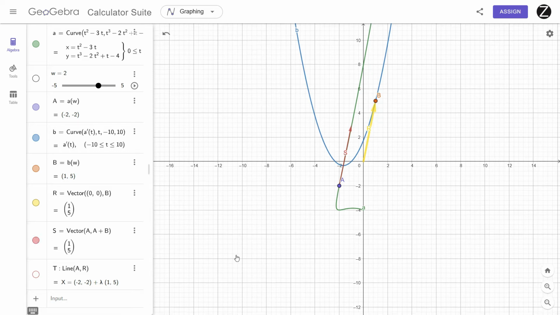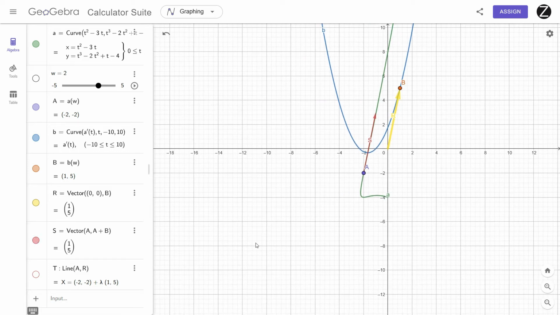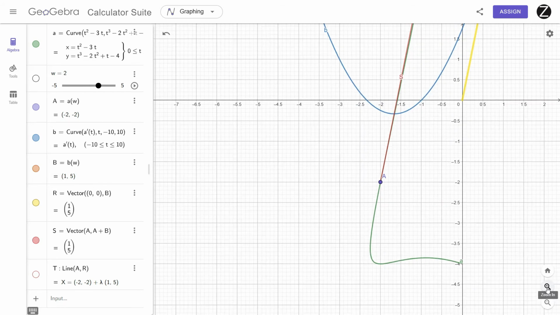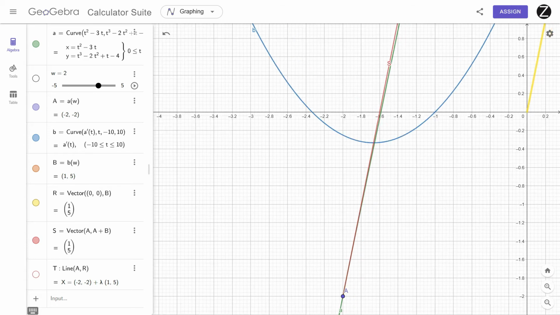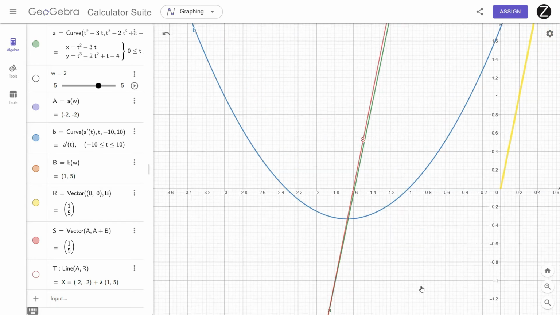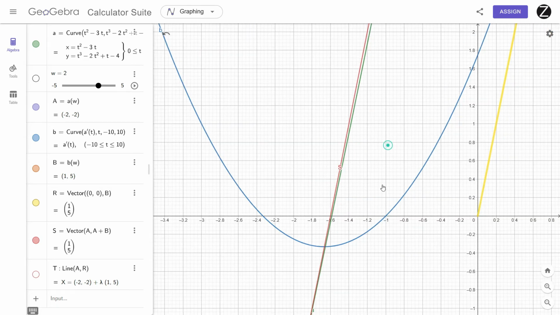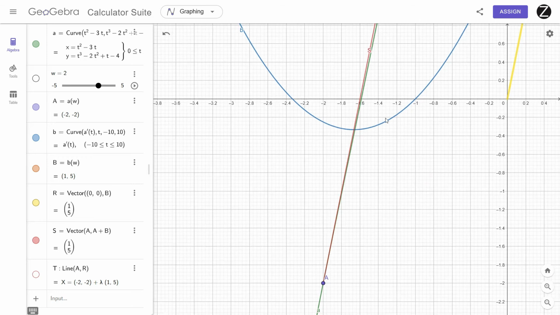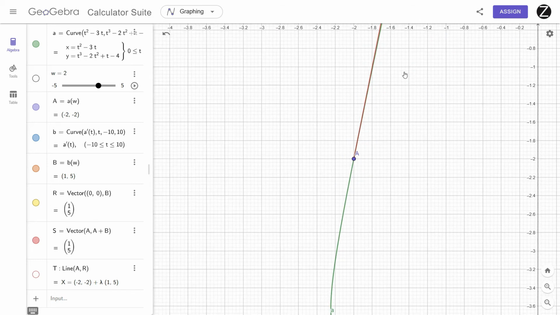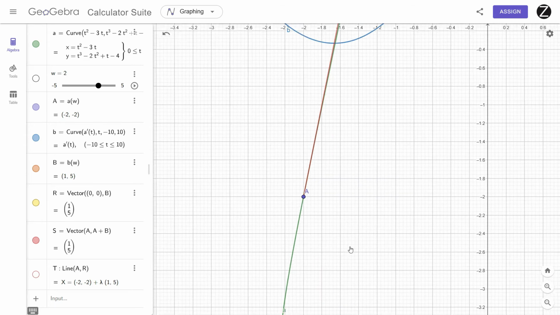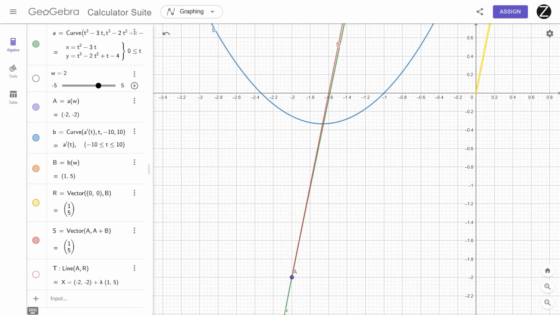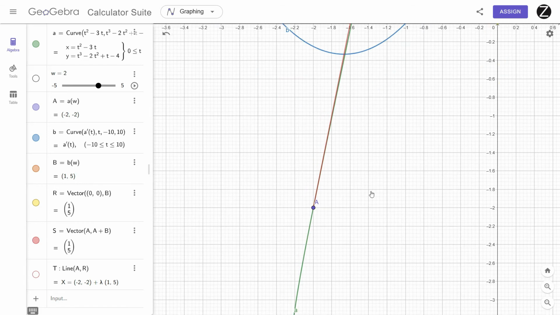Okay, it might not seem like much right here, but let's zoom in and we see something interesting. As we zoom in farther, we can see that our new vector is going away from the original curve. So it seems that it's touching the curve at a single point, point A, and it's going in the same direction, 1 unit to the right and 5 units forward.